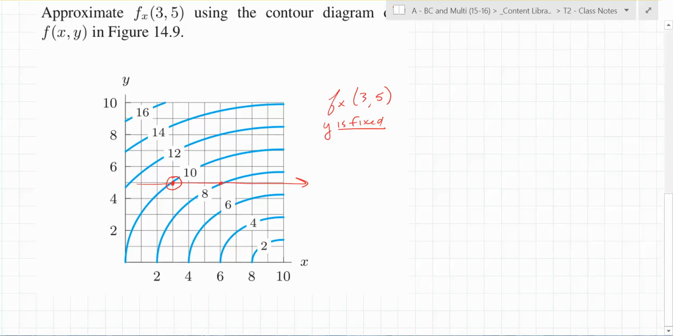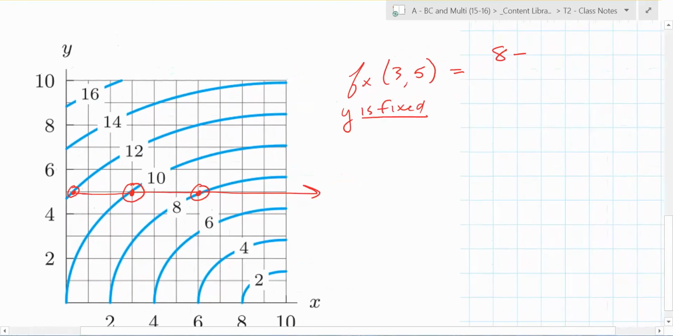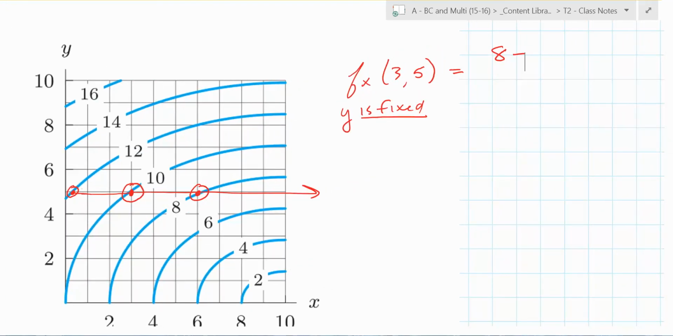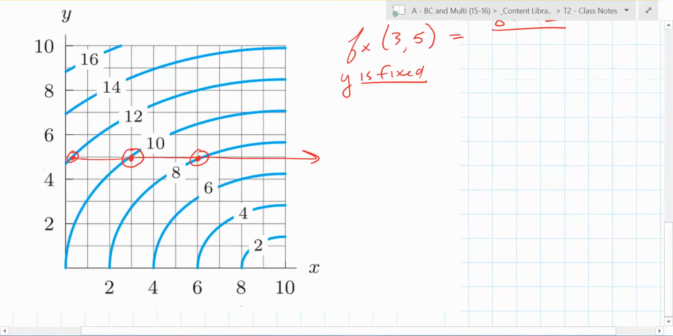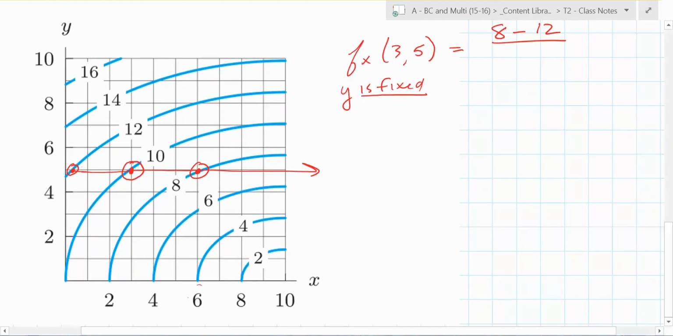If I was doing this, I would choose that point right there and that point right there. What's that going to be? It's going to be 8 minus what? Look at the contour diagram and tell me. 8 minus 12, right? And on the bottom, x is changing. What is that going from, 6 to what? It's not quite 0, so maybe 0.2, like 0.25, a quarter, something like that.